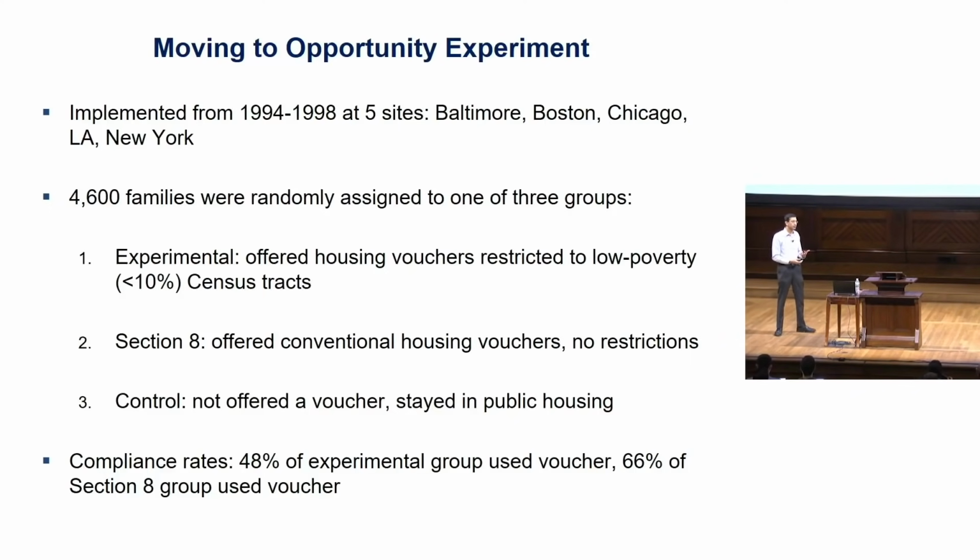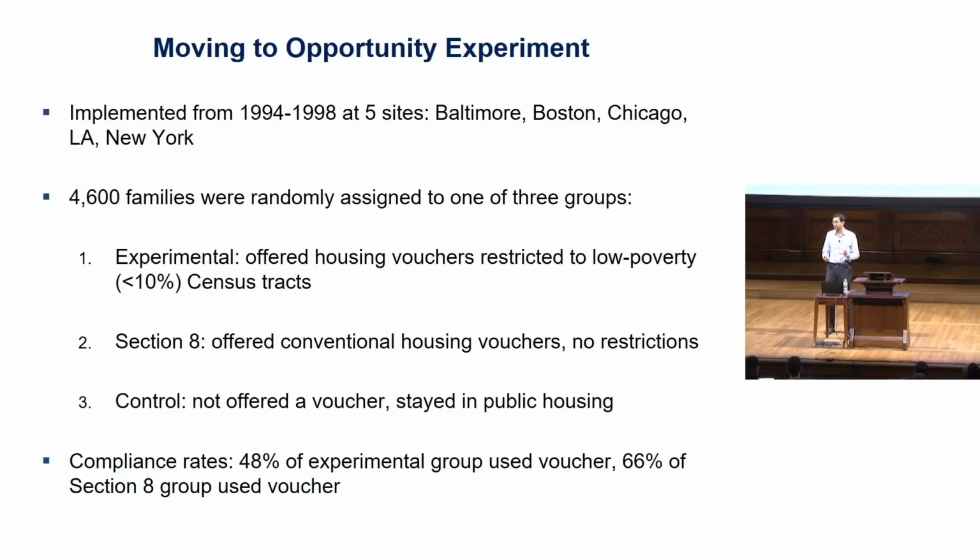Think of this as rental assistance worth something like $10,000 a year, about $1,000 a month. It varies depending upon which city you're living in and how many kids you have. But it's a fairly significant sum of money to be able to rent a house or an apartment. In that experimental group, you received this housing voucher, but it came with the restriction that the voucher had to be used in a low poverty census tract, that is, a census tract with less than a 10% poverty rate.